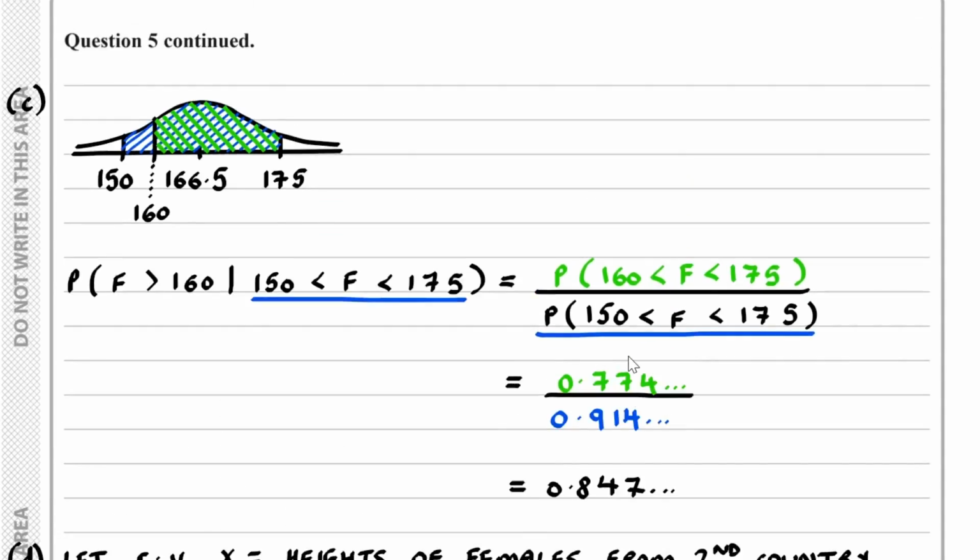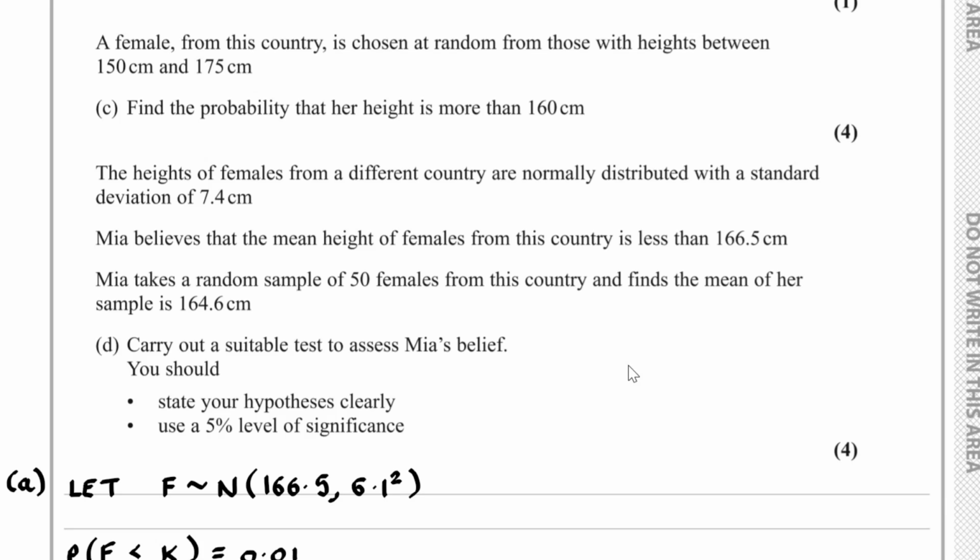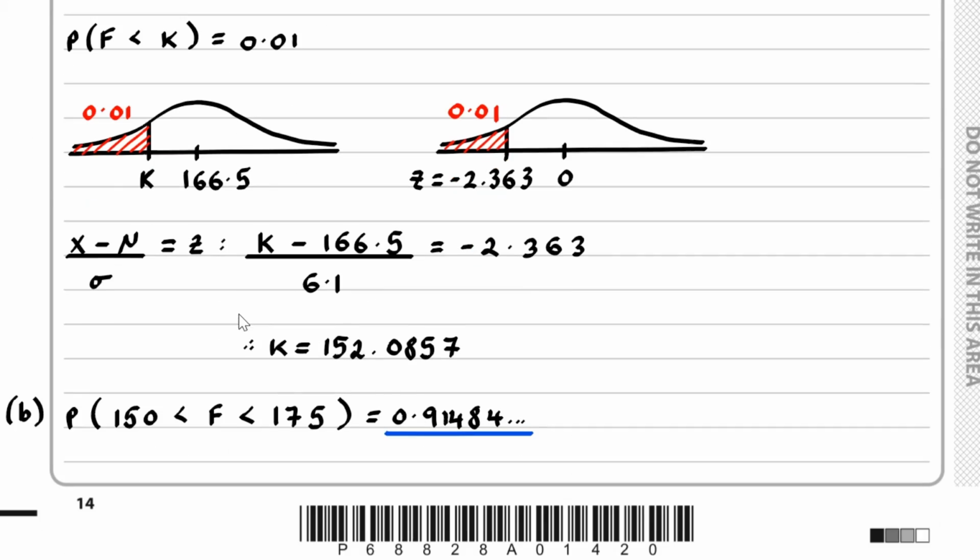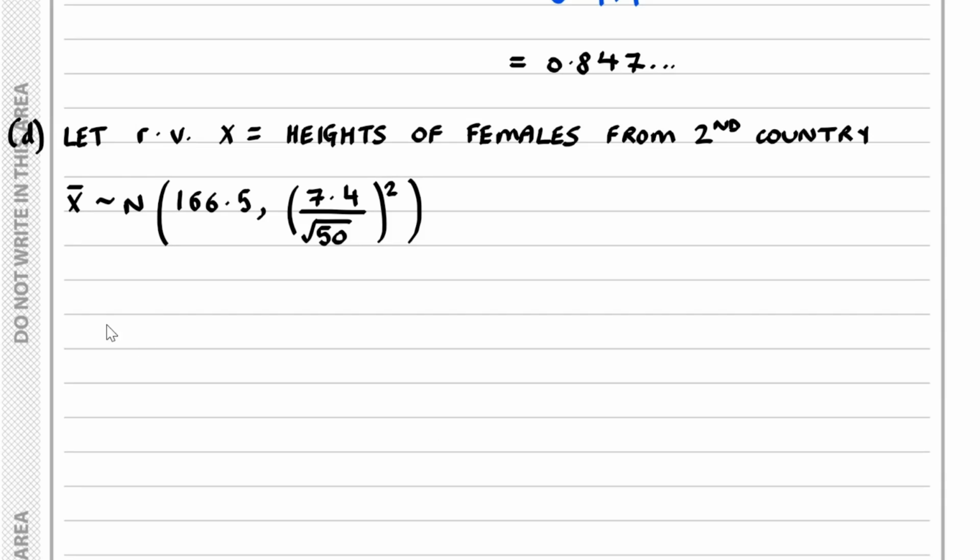Now what we're doing is we are seeing if the mean is less than 166.5, and what we found is she found from a sample of 50 the mean of that sample was 164.6. So with our hypothesis test, we begin by letting H0, mu is equal to 166.5, and our alternate hypothesis, H1, mu is less than 166.5, and this is what we're testing, whether the mean now has changed.